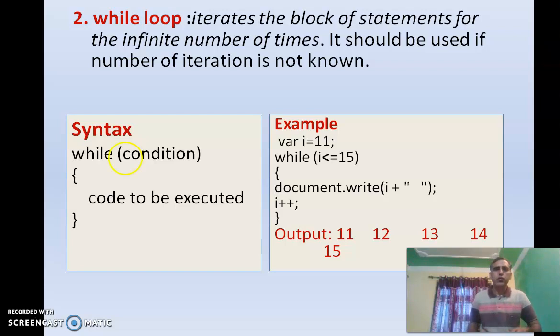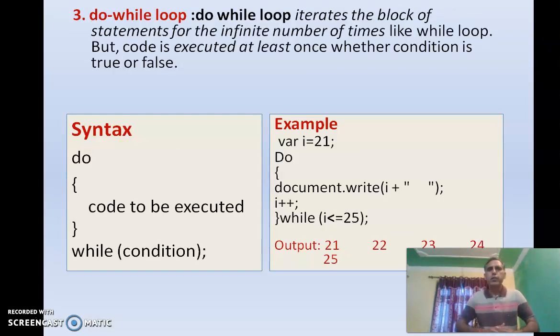Now we discuss do while loop. Do while loop is similar to while loop. It iterates the block of statements for an indefinite number of times, but there is one difference between while loop and do while loop. In do while loop, the code is executed at least once whether the condition is true or false. But in case of while loop, if the condition is false the first time, the body of the loop will not be executed.